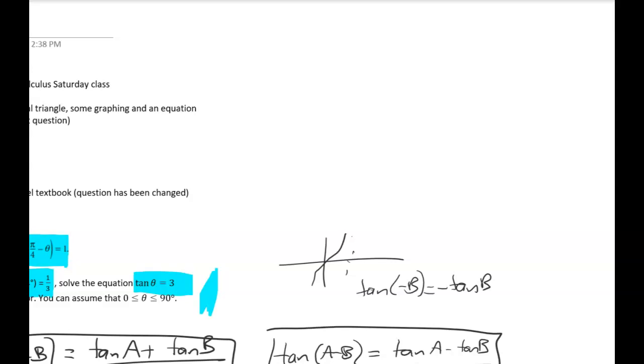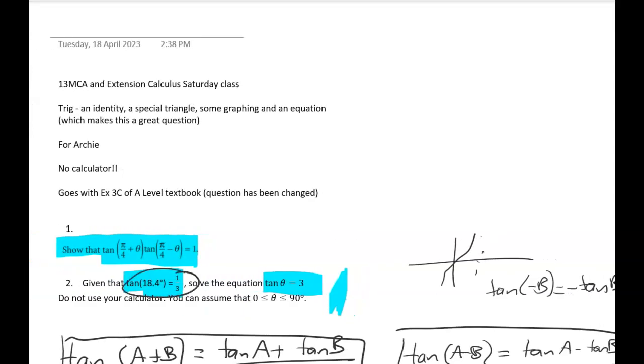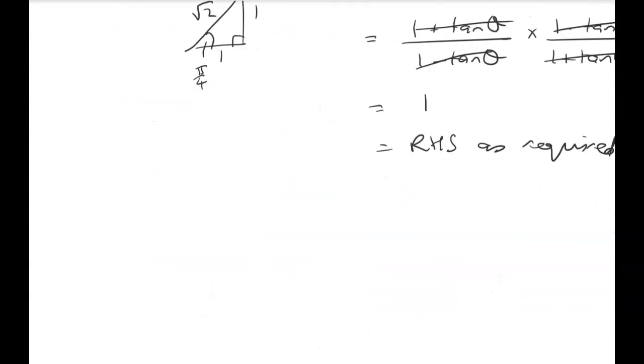Okay, so the next part of the question is to solve, if we're told that this is true, solve this. Don't use your calculator, and you can assume that theta is in the first quadrant. The way that I did this first is I did some stuff with some graphs, and I used this identity up here. But here's the other thing that I know. Theta is between 0 and 90 degrees.